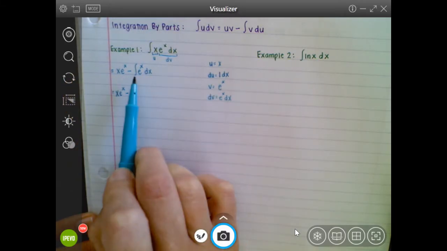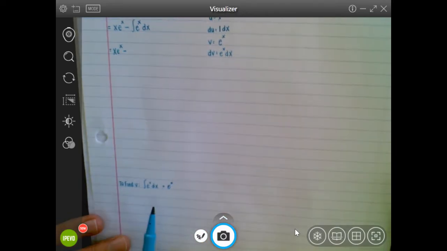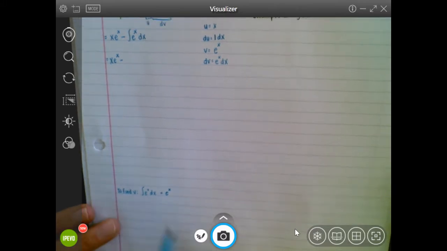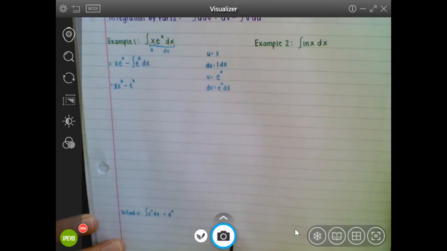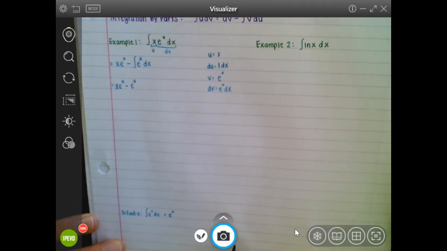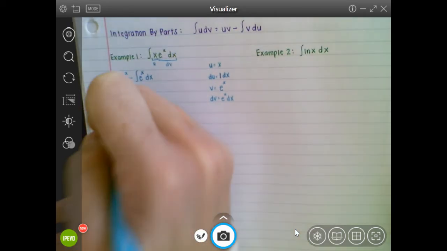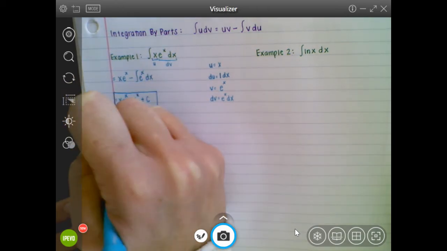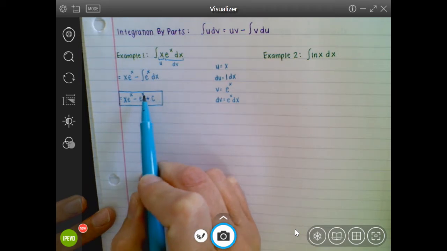But I can take the integral of e to the x dx, which actually is exactly the same work that we just did down here to find v. So we know that the integral of e to the x dx, because we already did that work, is e to the x. But we're not done yet because we are dealing with an indefinite integral, so we do need to put the plus c at the end here. So this is telling us that the integral of x times e to the x dx is x times e to the x minus e to the x plus c.